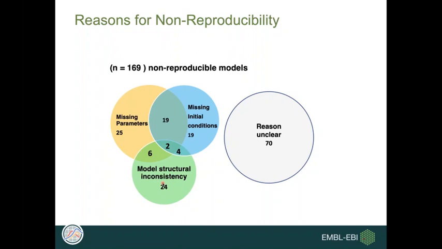What I mean by this is the model equations are wrong or incorrect. We know that there are certain terms missing from the equations and so on. So these were the three major reasons we found, and for a major proportion of the models, we cannot even know the reason. Everything is there. We don't know. Things are unclear.